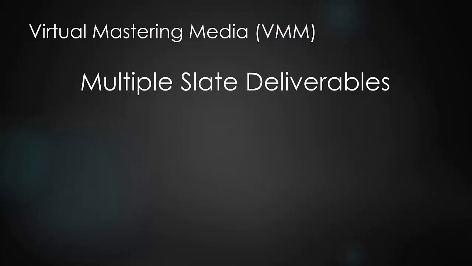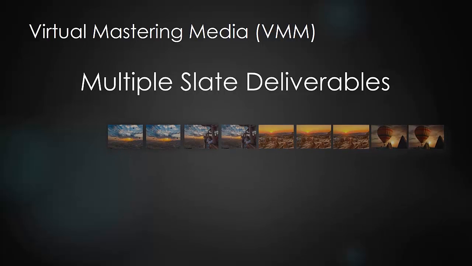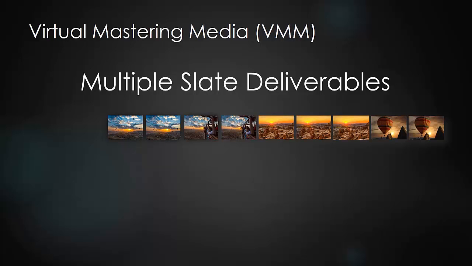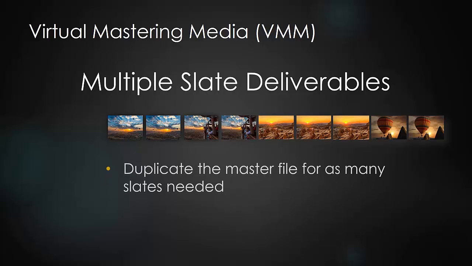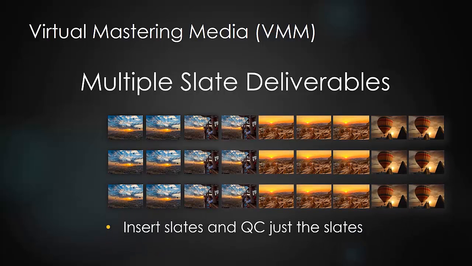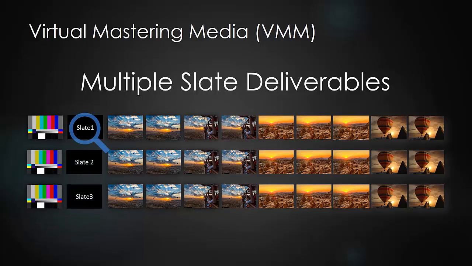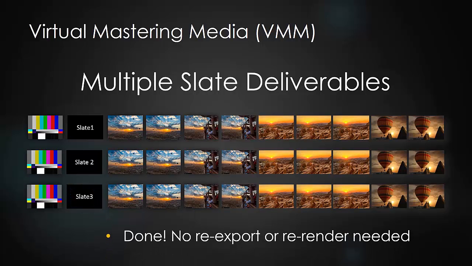VMM can be useful when delivering a show with multiple slates. Create and QC your broadcast master that has been laid off to a VMM. Duplicate your master file for as many slates needed. Insert your slates and QC a little before and a little after the newly inserted slate. Once you've QC'd your newly inserted slate, you're done. There's no re-export or re-render.